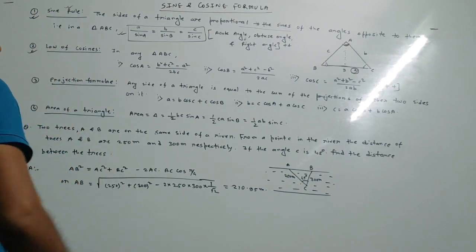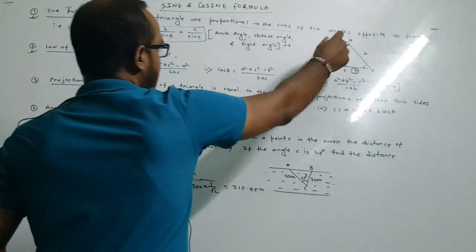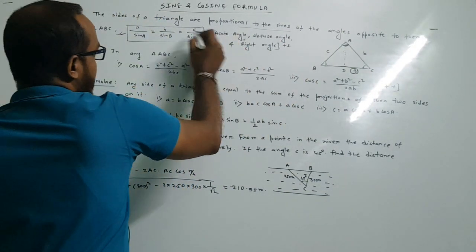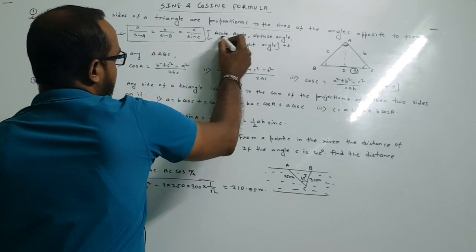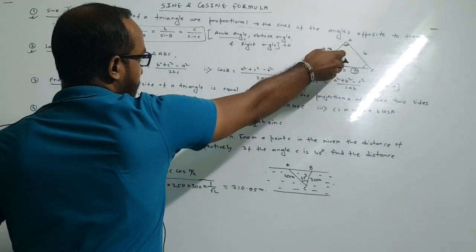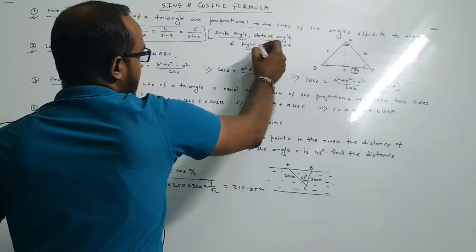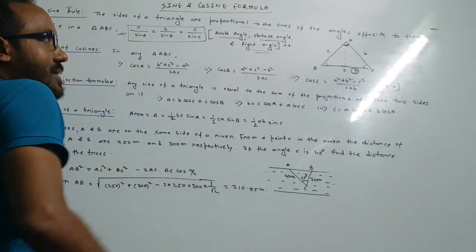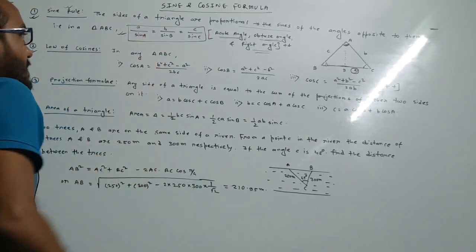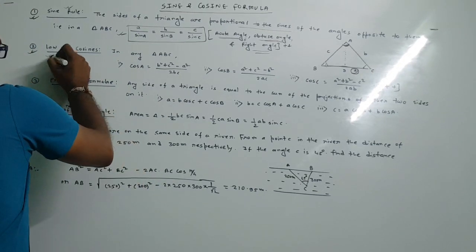Now law of cosine. In this same triangle, also note that this formula is applicable for acute angle triangle, obtuse angle triangle, and also for right angle triangle this formula is valid. What is the cosine formula?